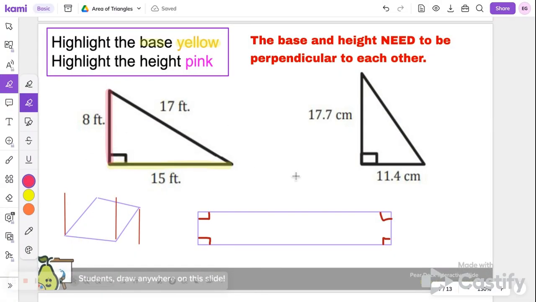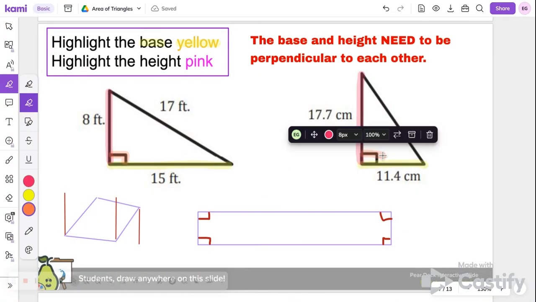So over here on this other triangle, your base would be 11.4 centimeters, and your height would have to be the 17.7 centimeters. And this is due to the fact that they create the right angle. So that's going to be very important moving forward with finding area of triangles.